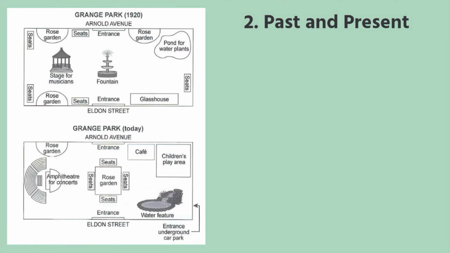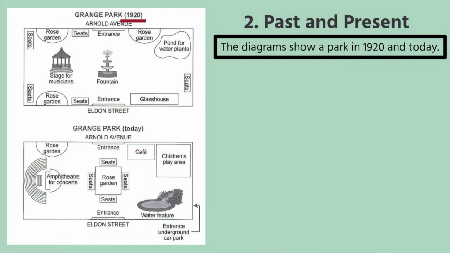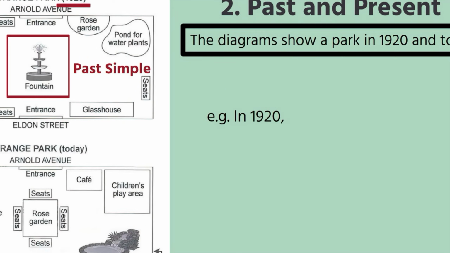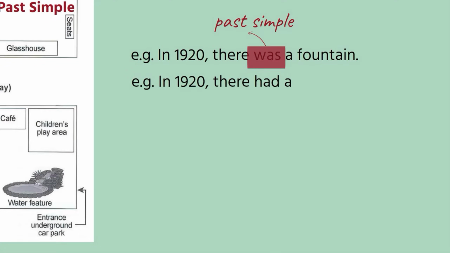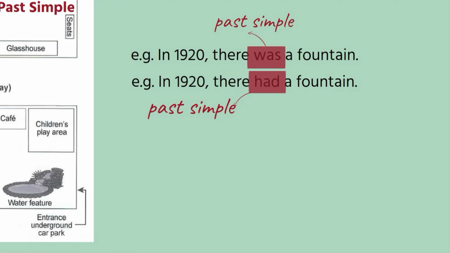For instance, look at these 2 diagrams. Diagrams show a park in 1920 and today. The first diagram is about the park in 1920, so we can use past simple. For instance, in 1920, there was a fountain. Here, the past simple was. In 1920, the park had a fountain. The past simple had from has. The past simple was from is.